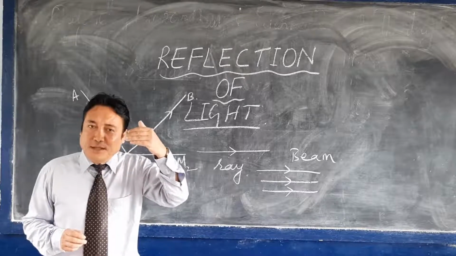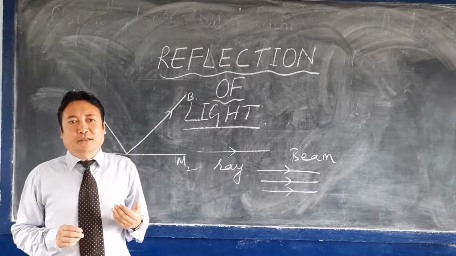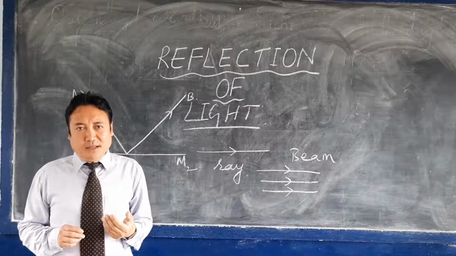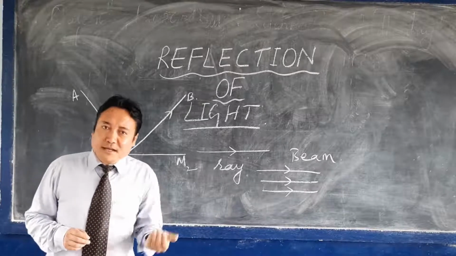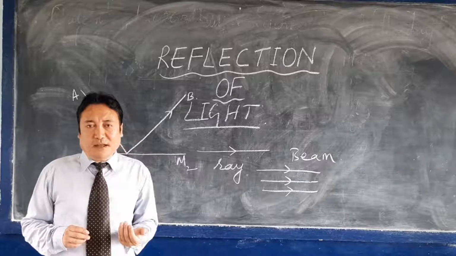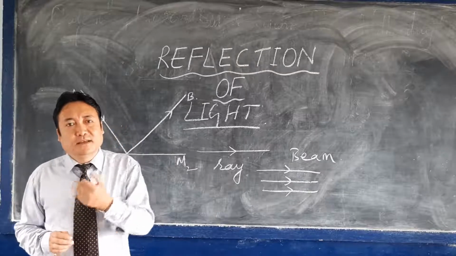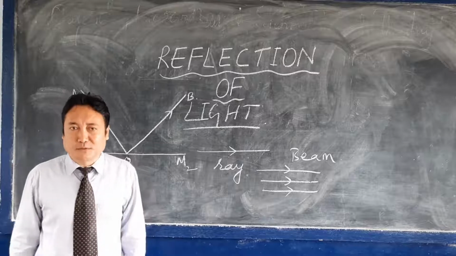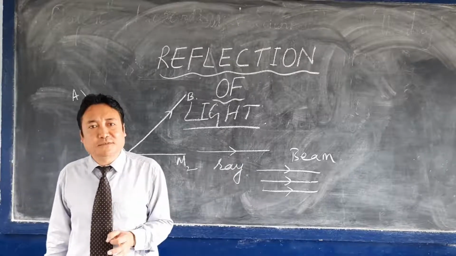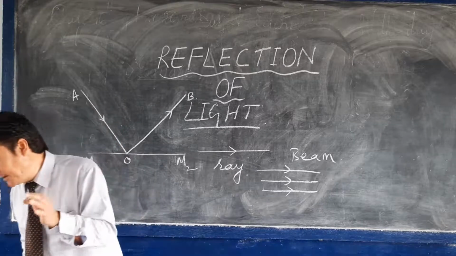So that means when the ray of light falls on the transparent body, partly the light will be reflected, partly the light will be absorbed, and the rest of the light will be transmitted, where transmitted means given out. So this happens in the case of a transparent body.